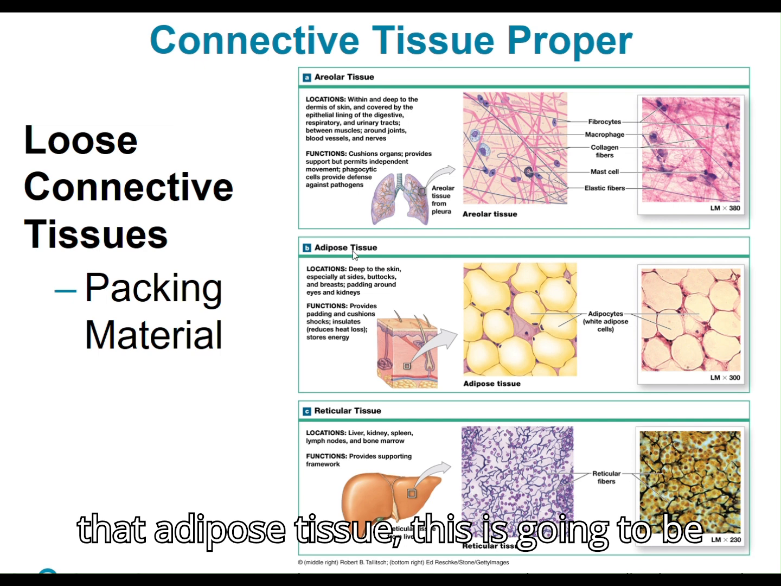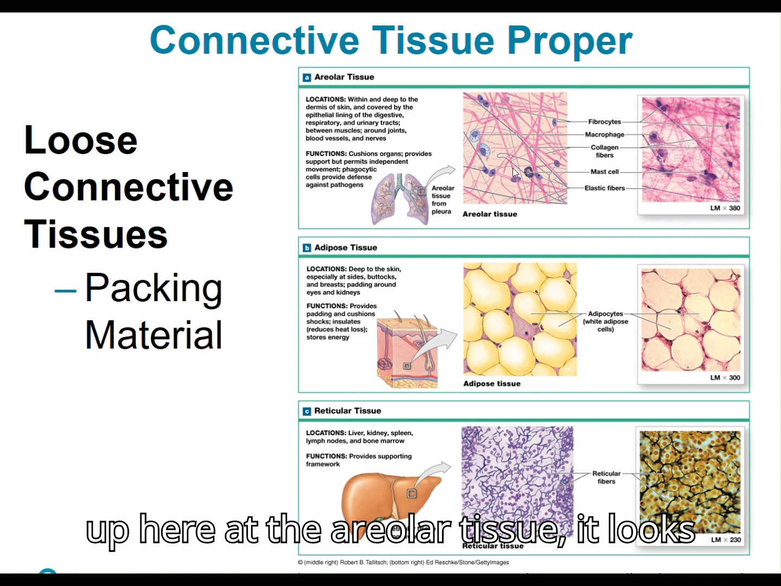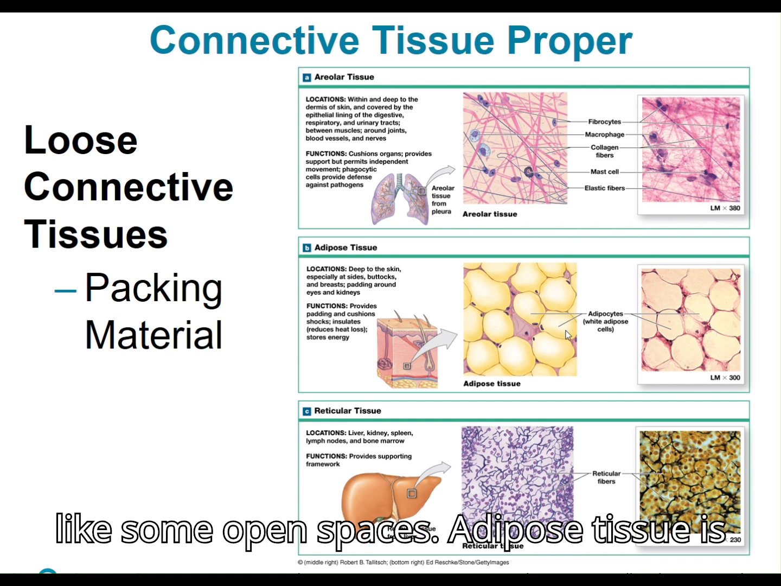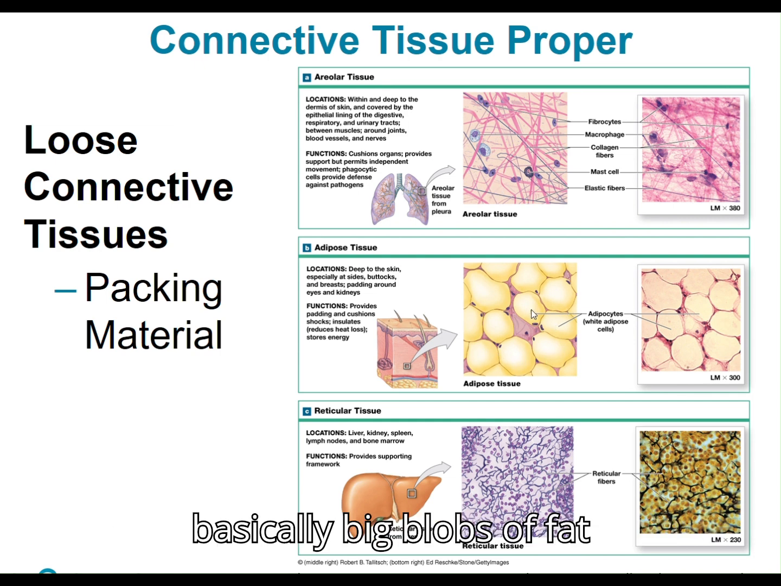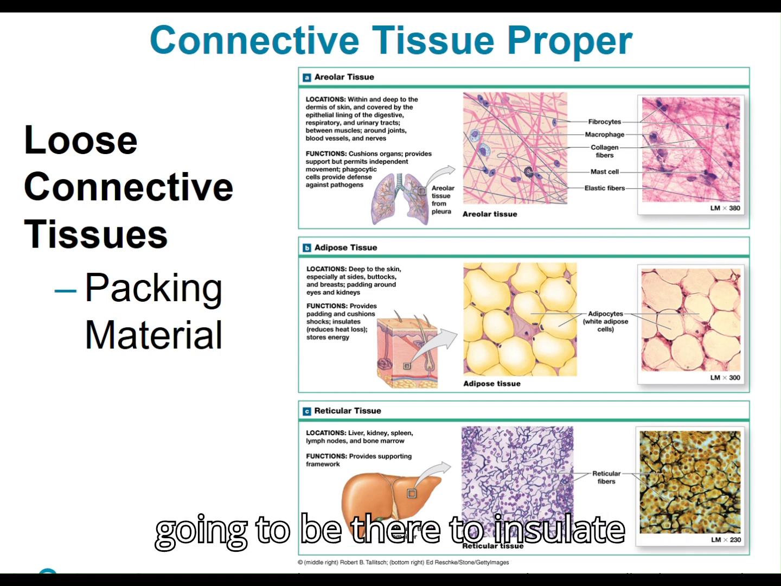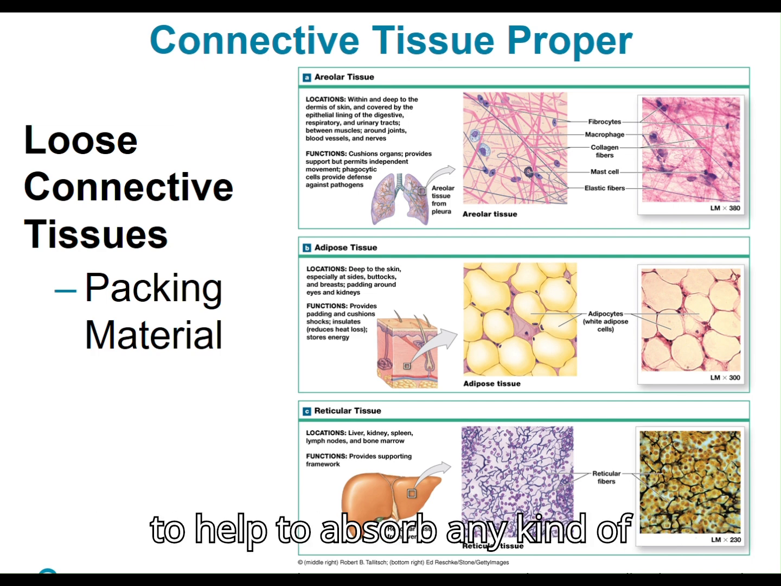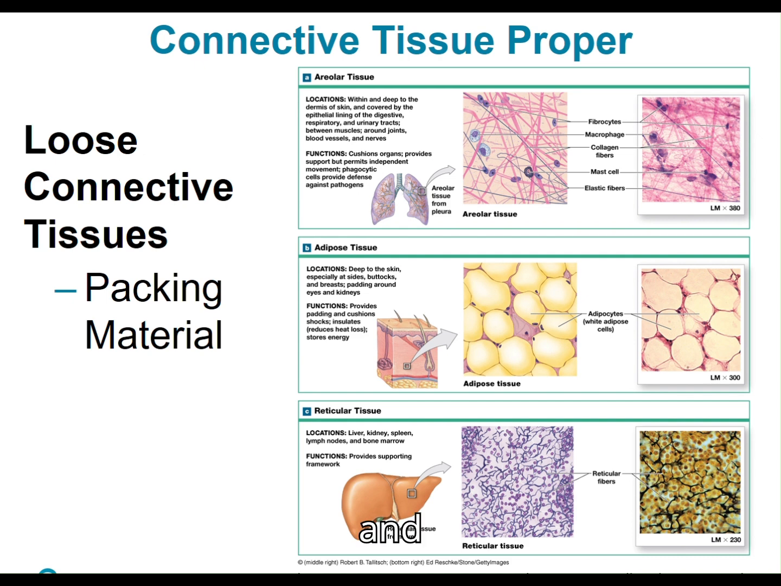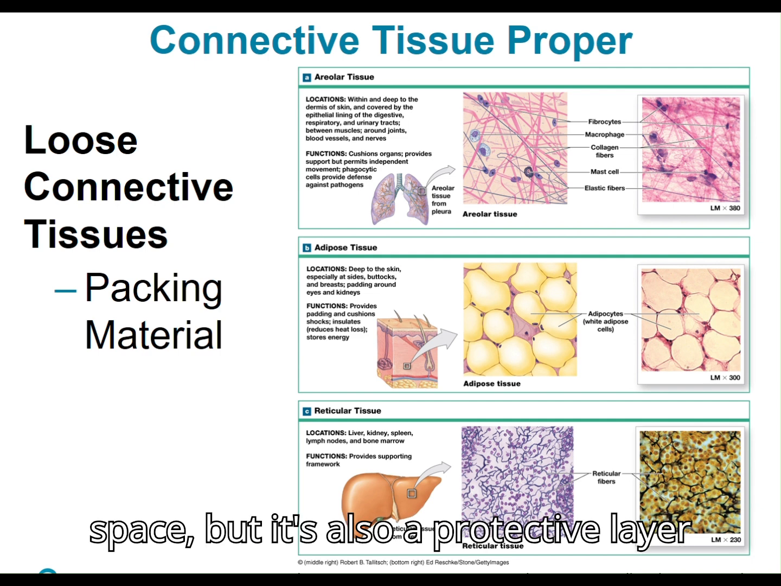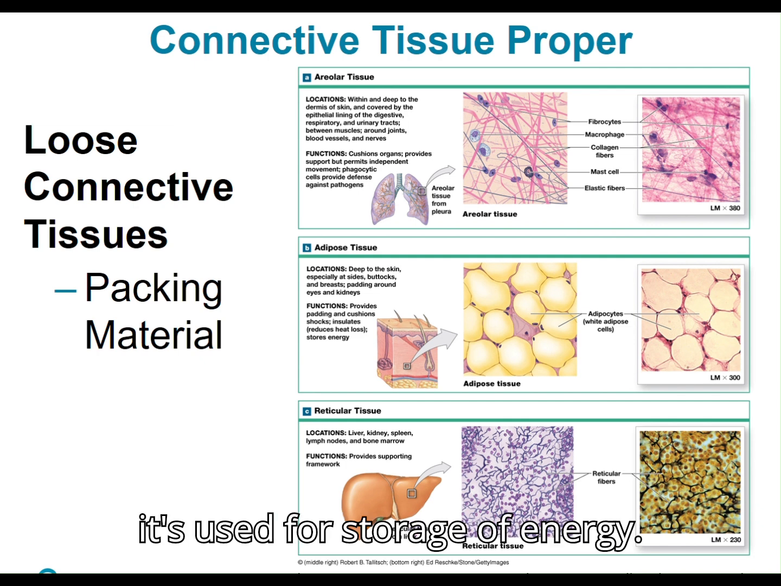Adipose tissue is our next group. With that adipose tissue, this is going to be packed with adipocytes. Now, if you look up here at the areolar tissue, it looks kind of airy and open. There are some cells, there are some fibers, it looks like some open spaces. Adipose tissue is basically big blobs of fat cells. Those big blobs of fat cells are going to be there to insulate the different tissue around. It's going to help to absorb any kind of shocks, and it is going to be there to help protect the cells that are around it. So it fills space, but it's also a protective layer around other organs. And it's used for storage of energy.